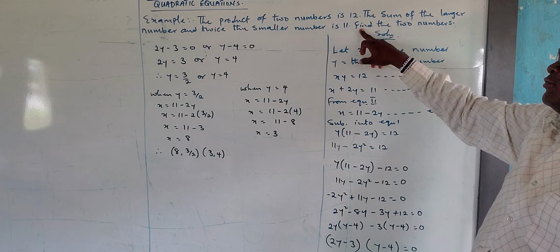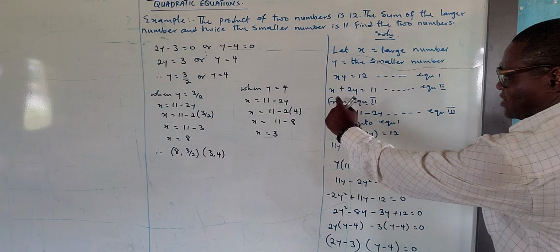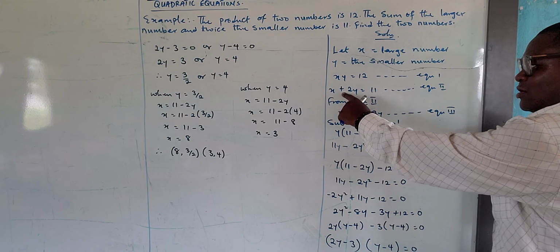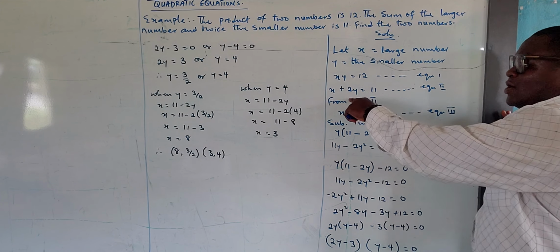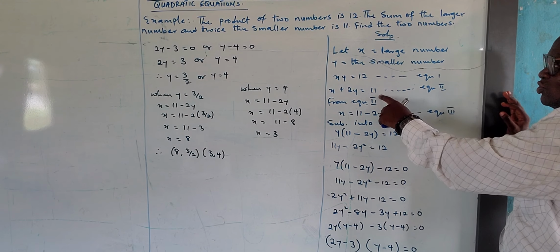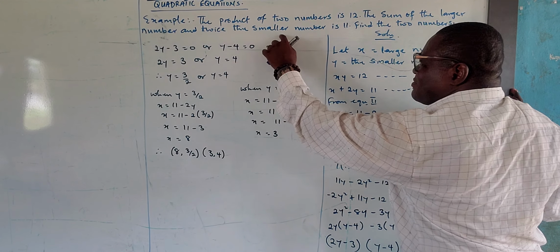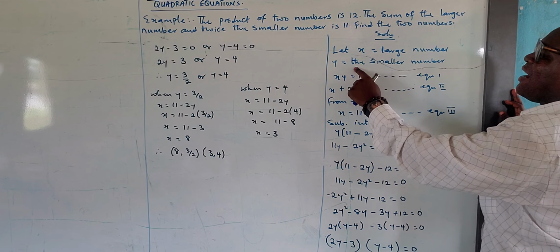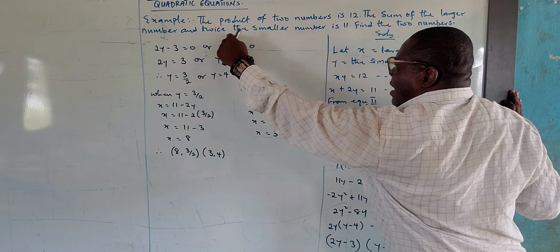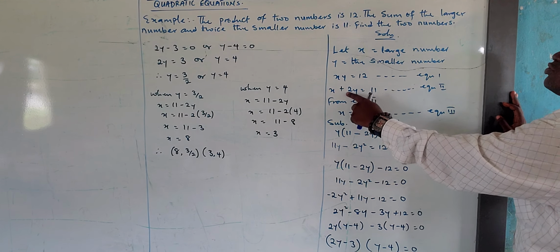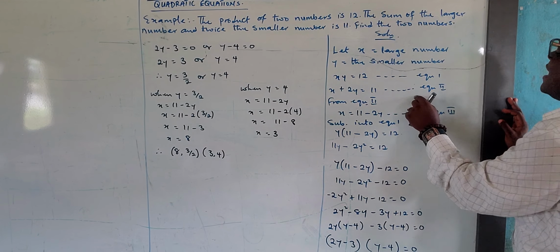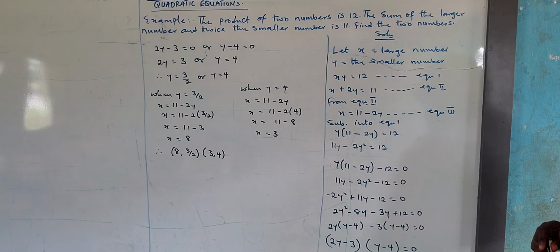To proceed, they say the sum of the larger number and twice the smaller number is 11. That is, we can now say that x, the larger number, plus 2y, which is twice the smaller number, is equal to 11. Because we said here, let y be the smaller number, and we now have twice the smaller number, which is plus 2y, equal to 11. Then we call that equation 2.